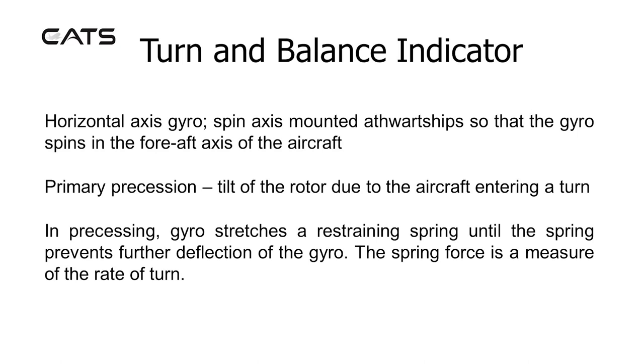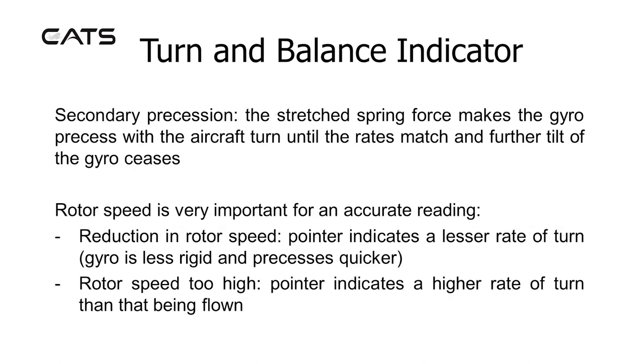It has a horizontal axis gyro, in that its spin axis is mounted athwart ships, so that the gyro spins in the fore aft axis of the aircraft. Primary precession is tilt of the rotor due to the aircraft entering a turn. While precessing, the gyro stretches a restraining spring until the spring prevents further deflection of the gyro. The spring force is a measure of the rate of turn. For the secondary precession, the stretched spring force makes the gyro precess with the aircraft turn until the rates match and further tilt of the gyro ceases.